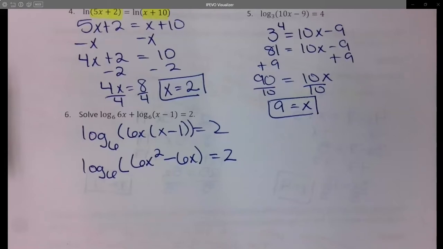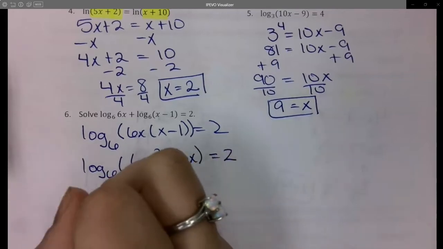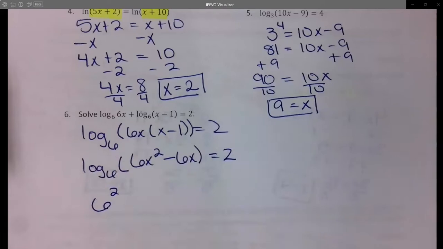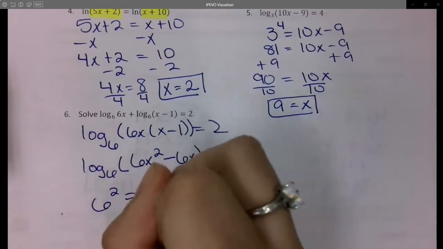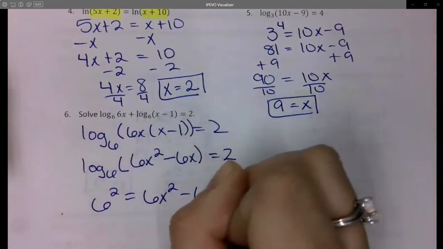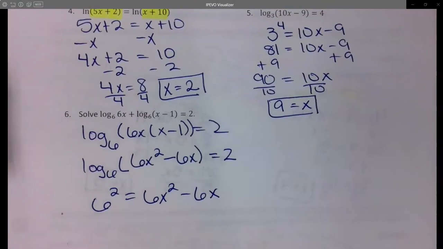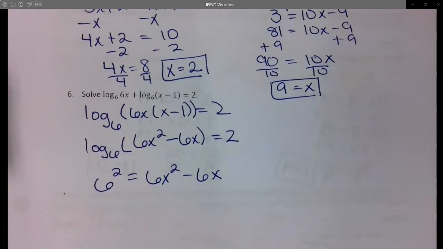Then I can turn it back into an exponential because of the definition of a logarithm. So I'm going to have 6 squared equals 6x squared minus 6x. There's a lot of 6's in this problem. Anyways, 6 squared is what? 36.